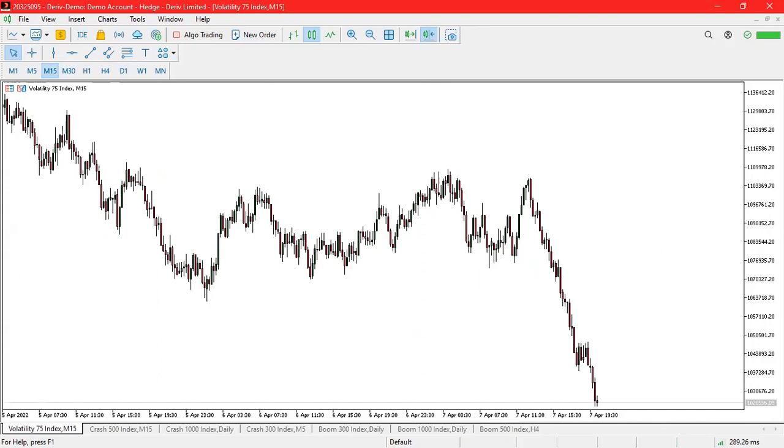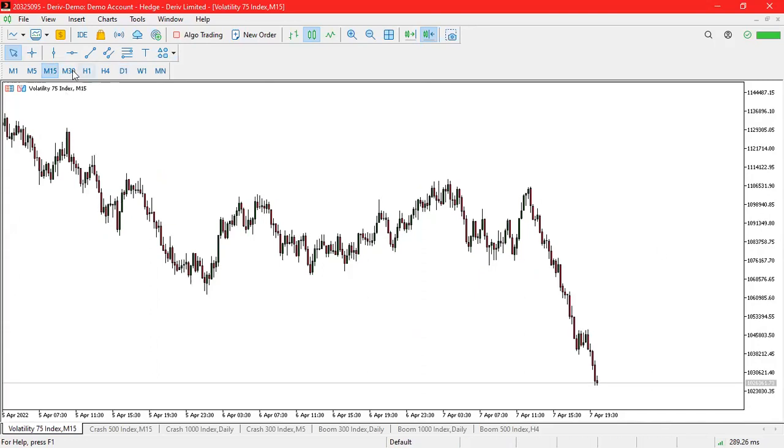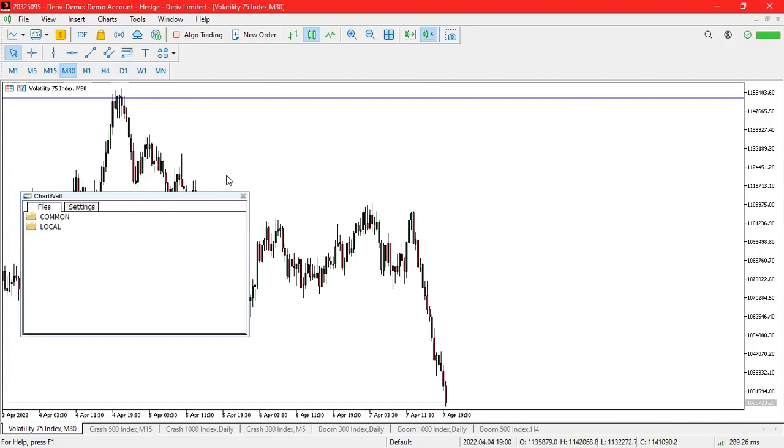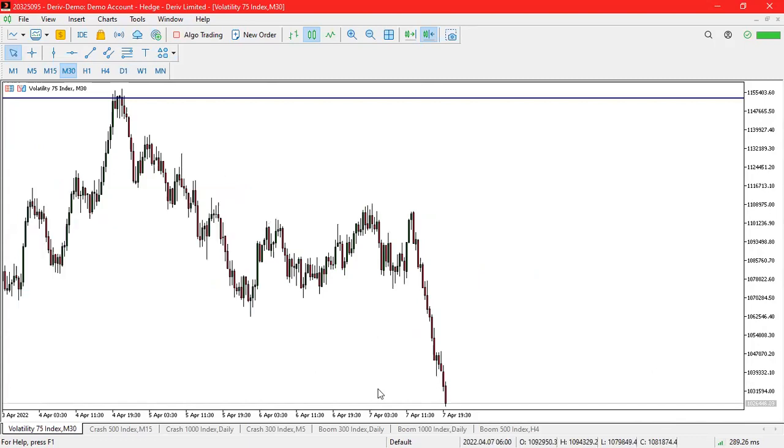How to catch a trend in Deriv? Simple. You can use the 30 minutes or 15 minutes time frame, but 30 minutes is the best. So we use flip zones. In case you didn't know, we use flip zones. How do I draw a flip zone? This is a flip zone. Or we can use what we call a mitigation block.